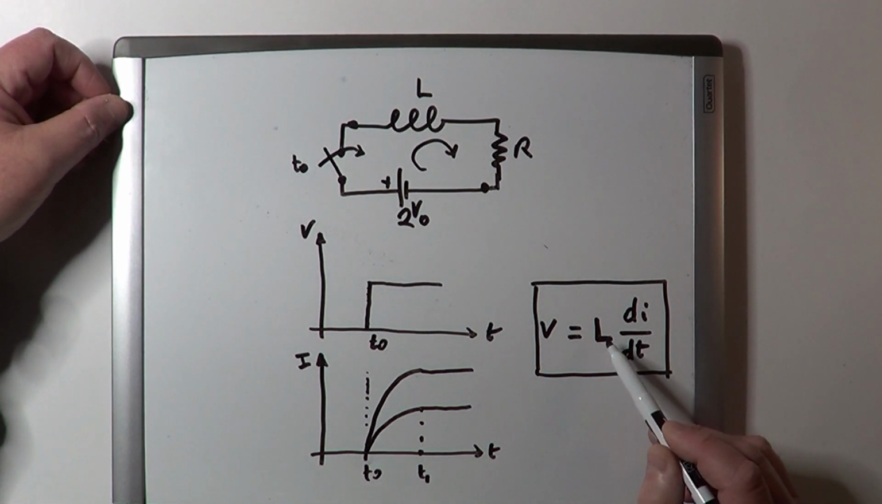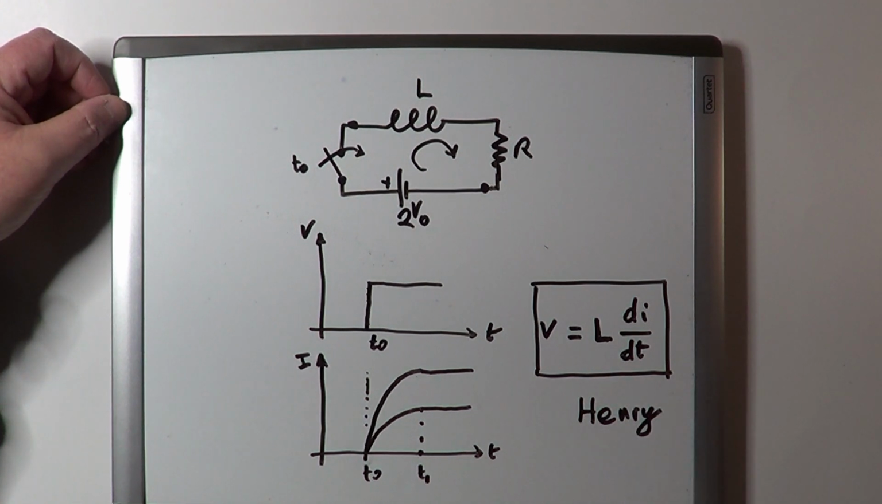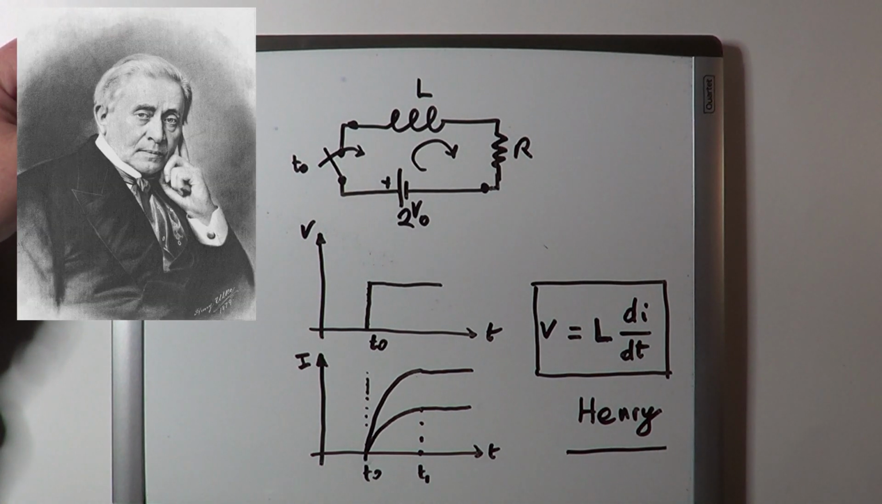Again, it is represented with the letter L, and it is measured in what we call Henry, which is a measurement unit which name comes from Joseph Henry, who was the scientist that discovered the phenomenon of inductance.